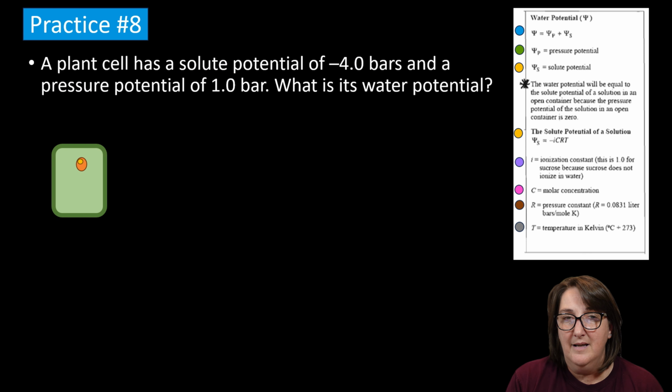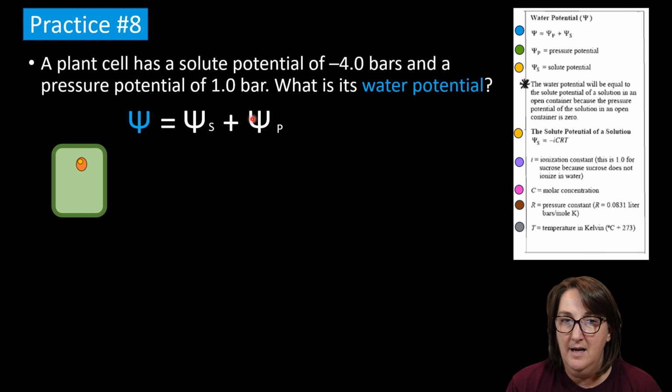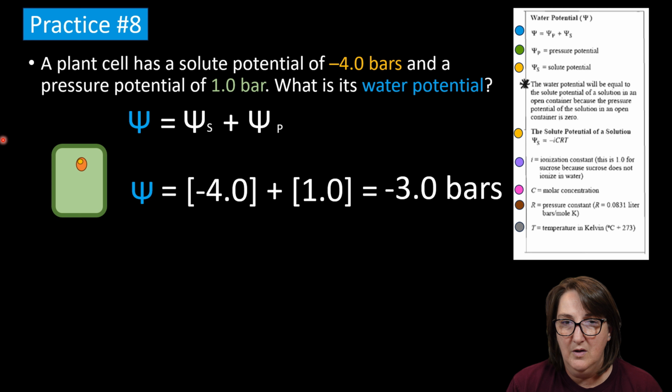All right, a plant cell has a solute potential of negative 4 bars and a pressure potential of 1 bar. What is its water potential? So I have to solve for water potential. This time I have a solute potential, which is this, and now they're telling me pressure. So now I have something a little bit more. These two do not equal the same right now because I have pressure being added. So let's look at this. I have my solute potential, I have my pressure potential, and I just add those two together. So I add those together and I'll have negative 3 bars would be my water potential for this plant cell.